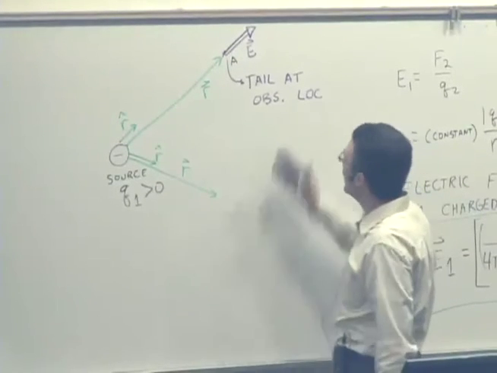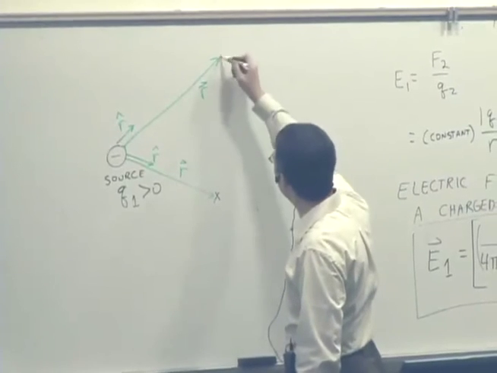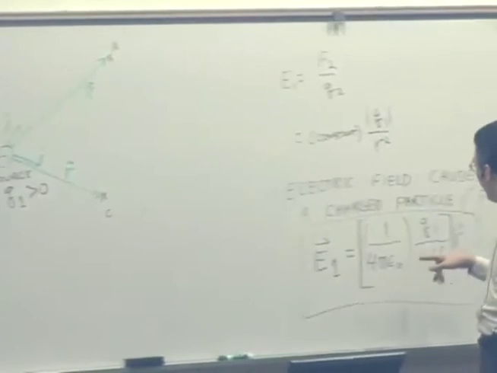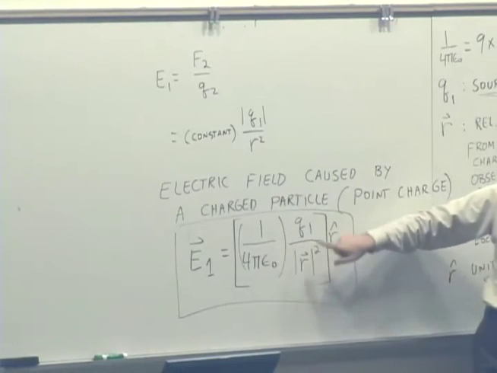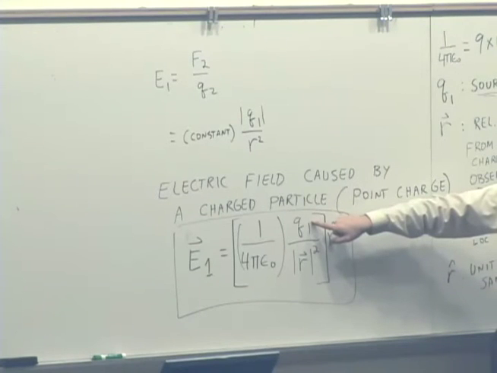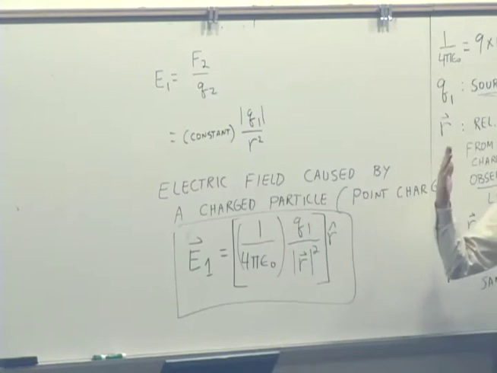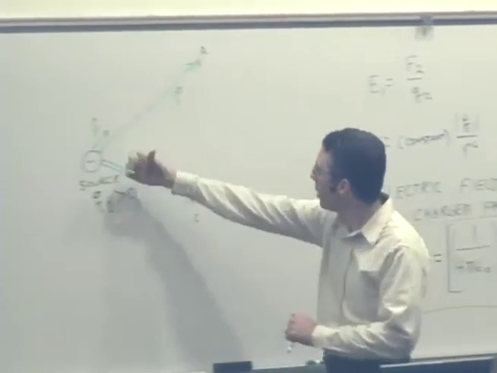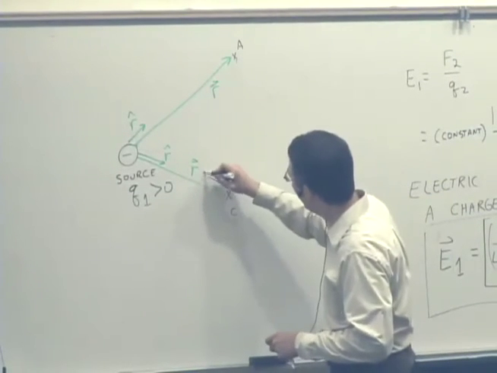My R hats and my R directions stay the same for these observation locations, right? This is A and this is C. But now I have the R hat pointing away. This is a positive, this is a positive, but Q1 is now negative. Multiply a negative by a vector and you get a new vector that points in the opposite direction of R hat, right? So if R hat's pointing that way, my electric field is pointing in that direction.